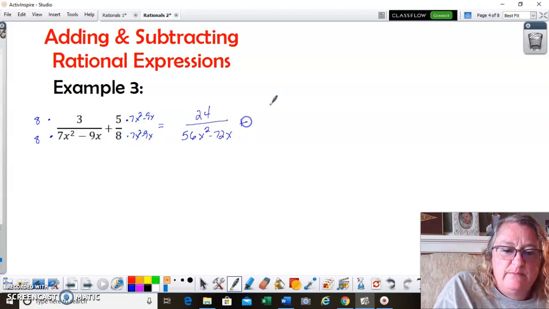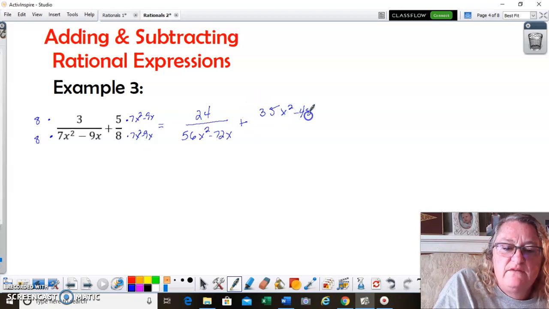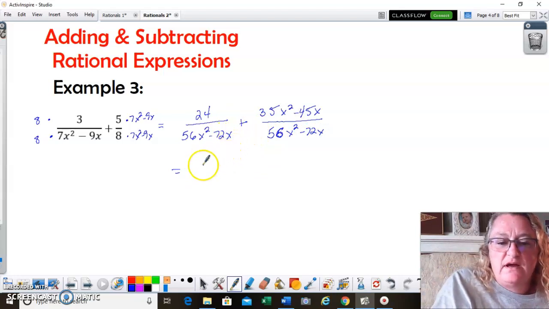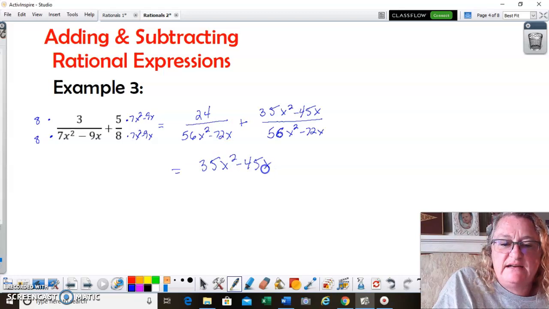So I'm adding 35x squared minus 45x over, and the same denominator, 56x squared minus 72x. So that's going to equal, if I put things in standard form, 35x squared minus 45x plus 24 over 56x squared minus 72x.